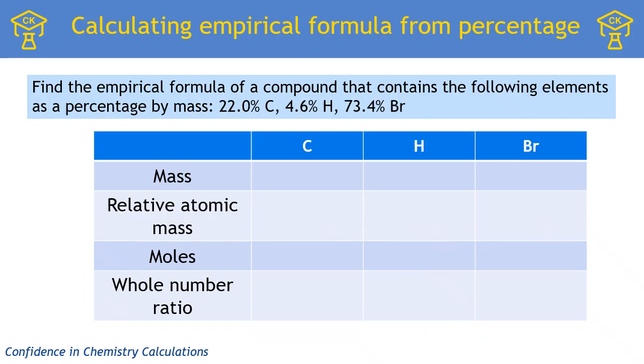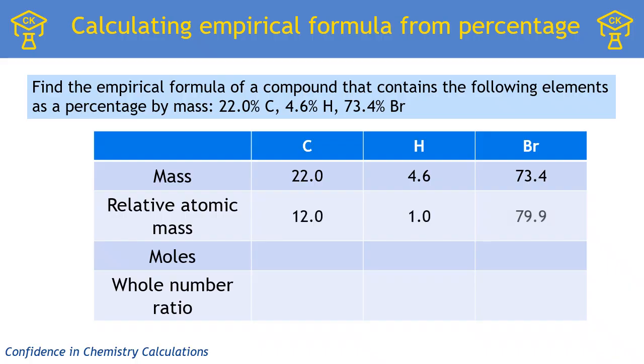Even more common than that is that we don't have absolute masses, we have percentages instead. Absolutely no difference whatsoever, because all we're imagining now is that we have a 100-gram sample and that these are masses in grams. So in 100 grams, 22 grams would be carbon, 4.6 grams would be hydrogen, and 73.4 grams would be my bromine. I'm going to do the same thing again.